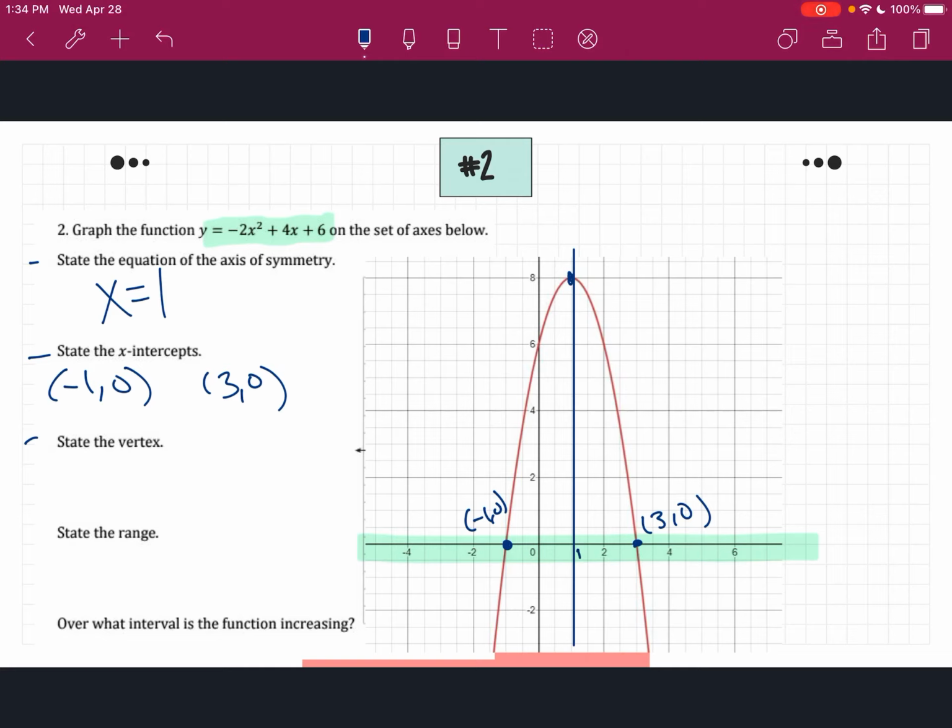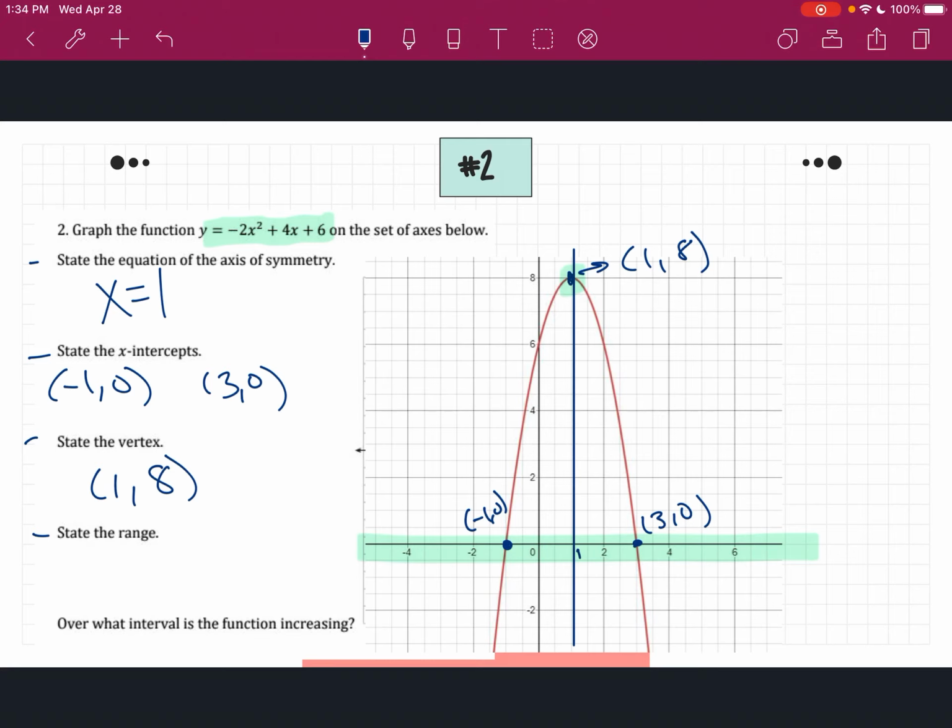The vertex would be either the highest or the lowest point in the graph. Up here, the vertex is right there, and that coordinate point is (1, 8). Right there, (1, 8). State the range of the function.